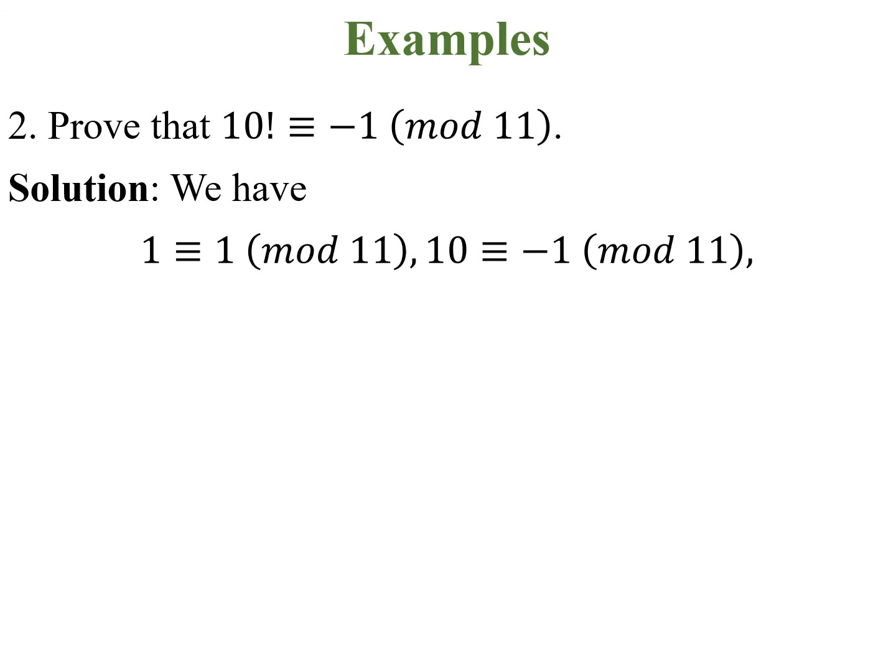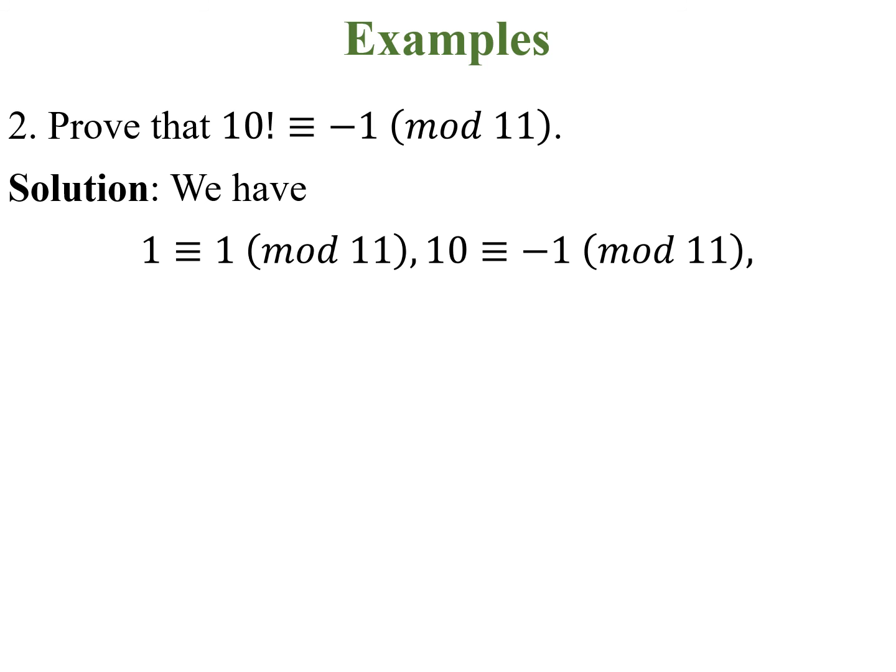When we divide 10 by 11, we get 10 as a remainder. It's okay, but you have to make this 10 smaller modulo 11. So to make it smaller, what can you write here?